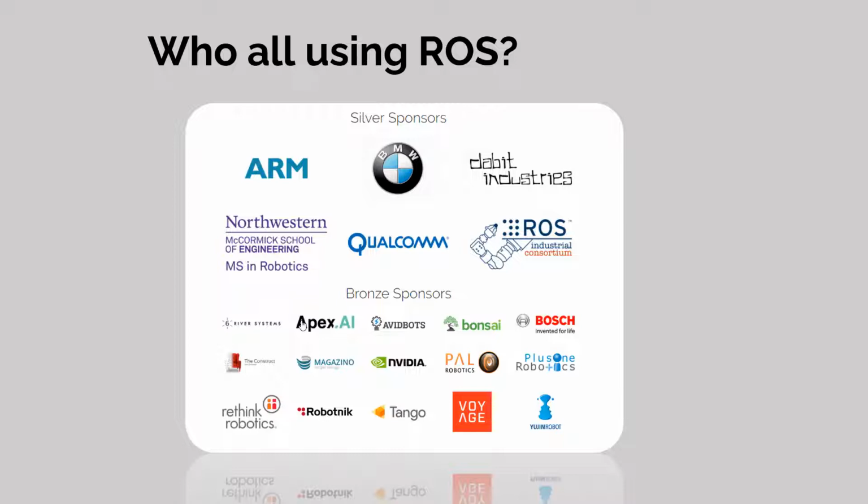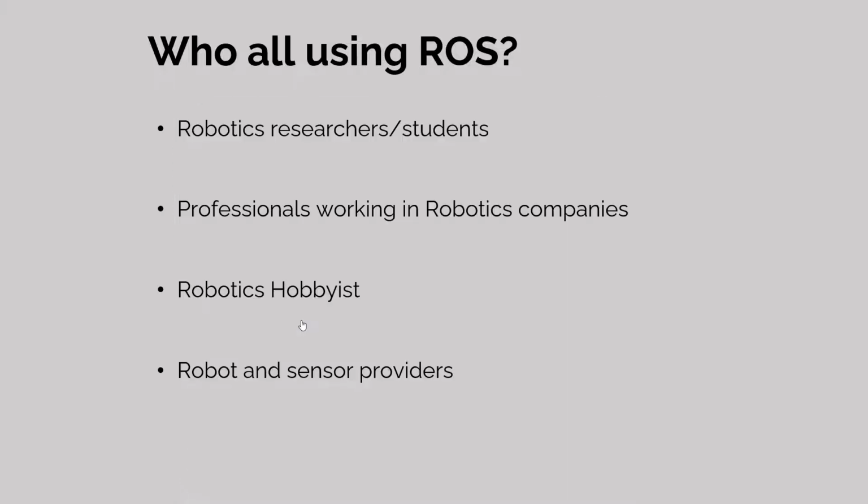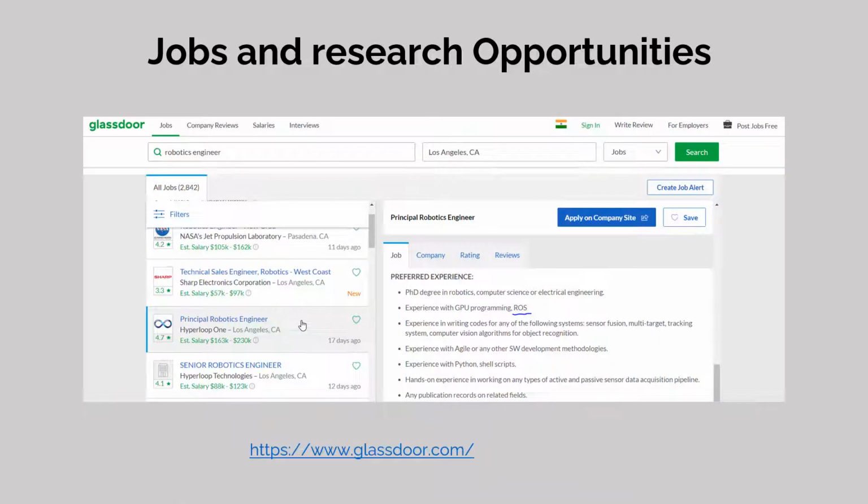Okay, so that is very promising. When you complete this course, you will get job opportunities and also research opportunities. Many universities are also preferring it, because ROS 1 was designed for research, so a lot of universities are using ROS. So that's the importance of this.